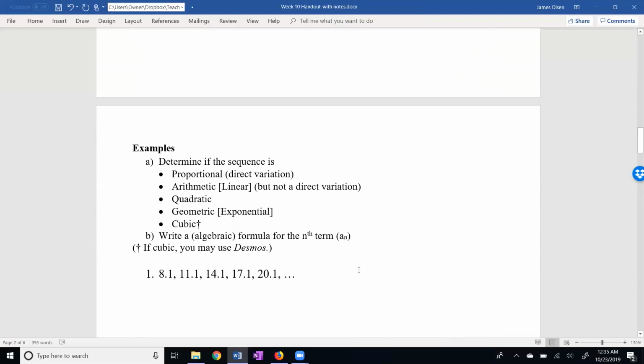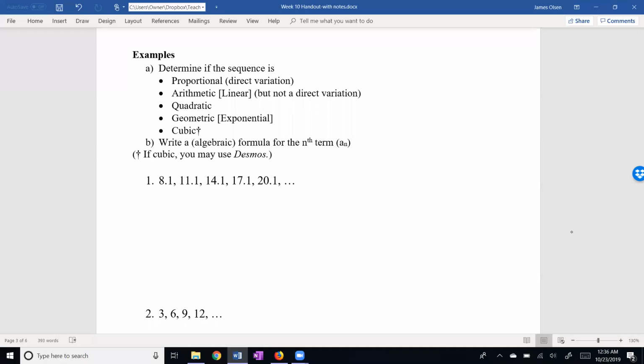Okay, example 1. Let me get my pen. I prefer to make a table, a good old-fashioned XY table, which we use over and over and over again, starting in 8th grade algebra, maybe even before, all the way through college. So I have 8.1, 11.1, 14.1, 17.1, and 20.1.